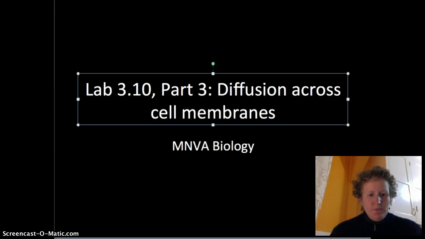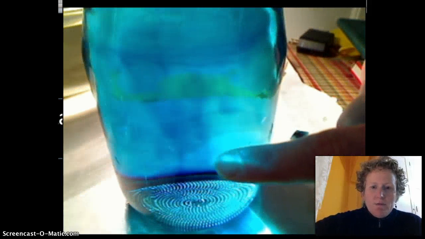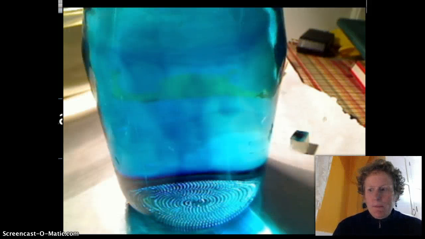Let's talk about diffusion. This is the jar that I put the food coloring in the beginning. You can still see there's kind of an area of greater concentration of food coloring in the middle here, but mostly it's diffused throughout the jar and it's much more towards equilibrium than it was in the beginning. The jar is almost uniformly blue.